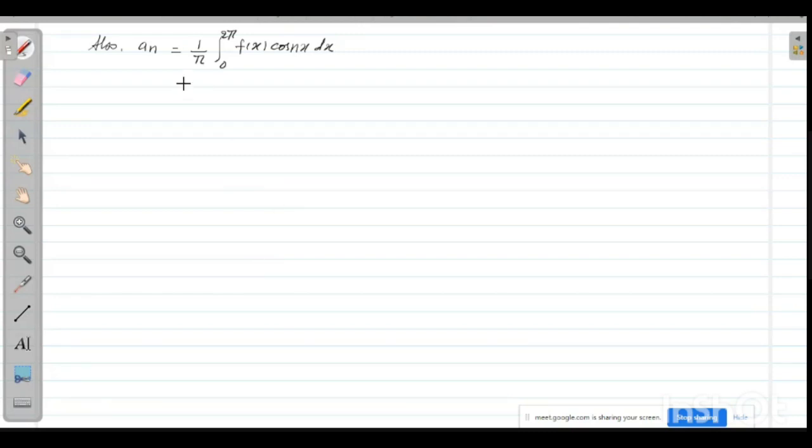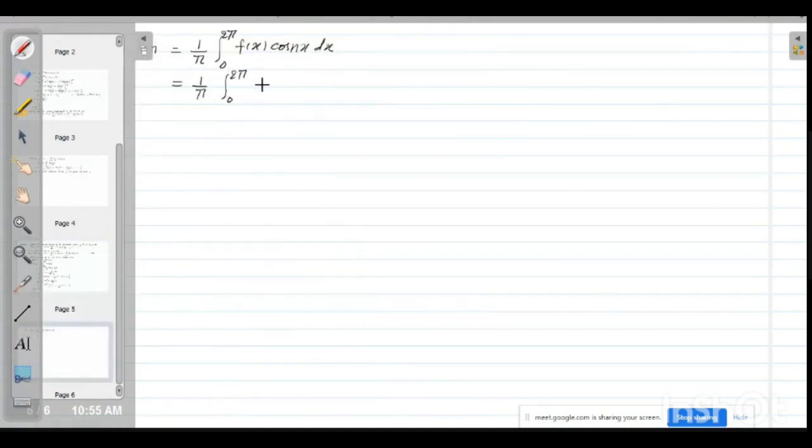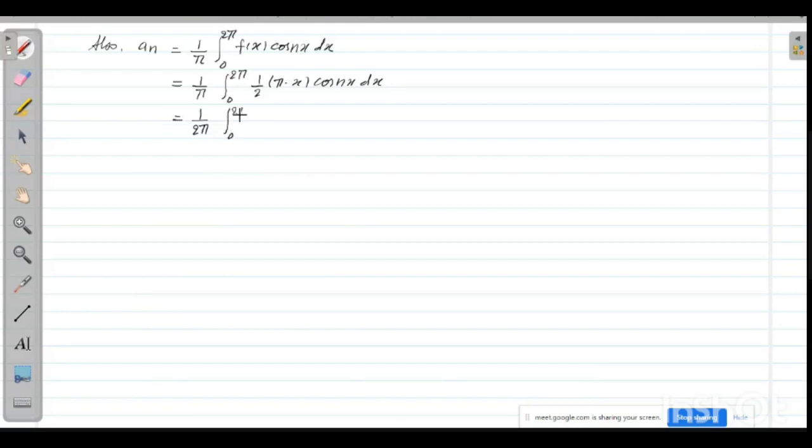Now this equals 1 upon pi integration of limit 0 to 2 pi, and f of x, what is f of x? Your function is 1 upon 2 into pi minus x. Just substitute over there: 1 upon 2 into pi minus x, and cos nx dx. See here, 1 upon 2 is constant, we take it outside, so this becomes 1 upon 2 pi integration of limit 0 to 2 pi, pi minus x and cos nx dx.